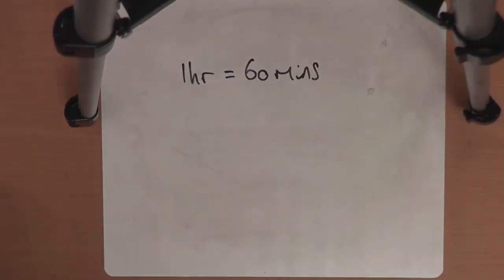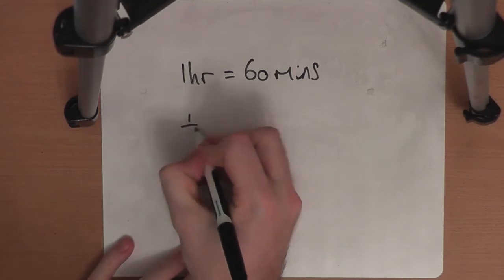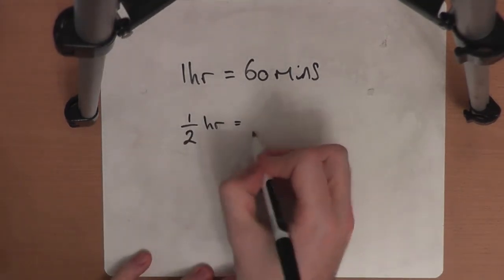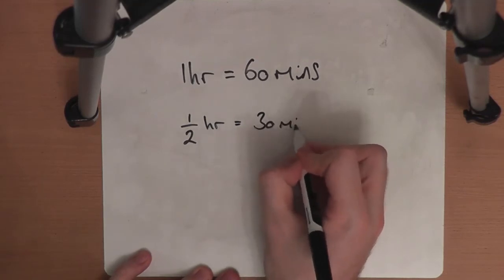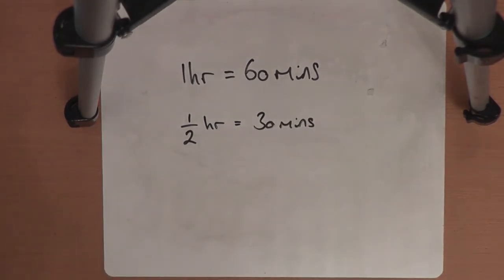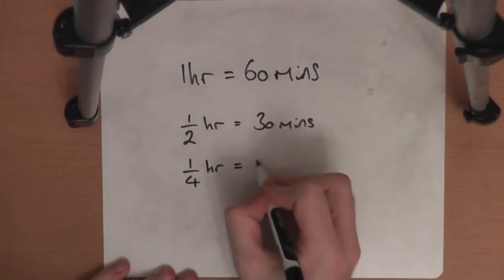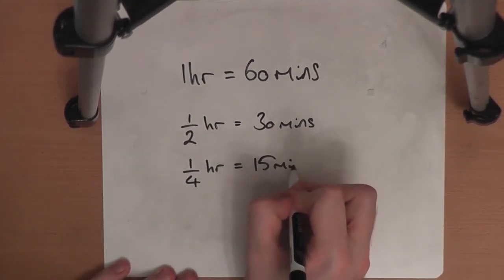It's also worth thinking about those times where we've not got a full hour. We've got less than a whole hour. Well, if 1 hour is 60 minutes, we must also have the case that half an hour must be half of 60 minutes, which is 30 minutes. That also means that 1/4 of an hour must be half as much again, so 15 minutes.